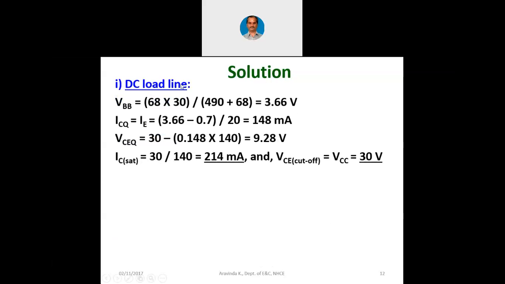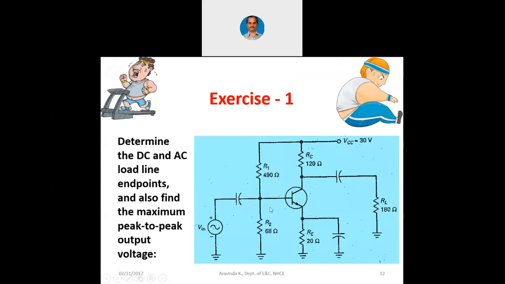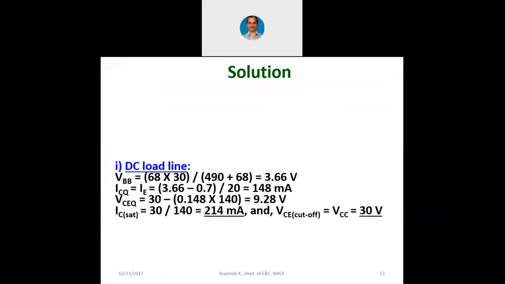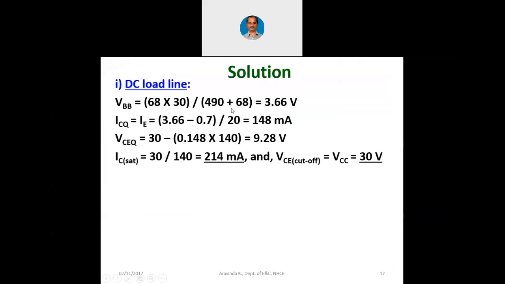For the case of DC load line now, VBB is 68 into 30 divided by 490 plus 68, that is 3.66 volts. That is the voltage which is found out at the base here. We are finding out the voltage at the base. So that is 68 into 30 divided by 490 plus 68, that is 3.66 volts. Going for the approximate solution here.